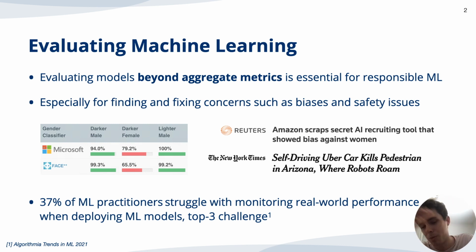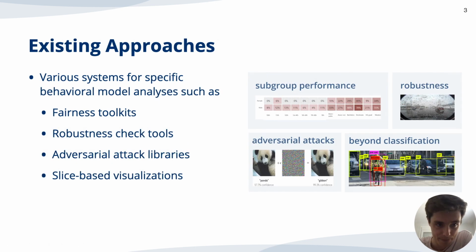There are now numerous cases of models that have potential racist outputs or sexist outputs that can have real-world harm when they're deployed. And in a recent survey of ML practitioners, nearly 40% of practitioners mentioned monitoring real-world performance as one of the top 3 challenges that they faced when actually doing AI and ML development.